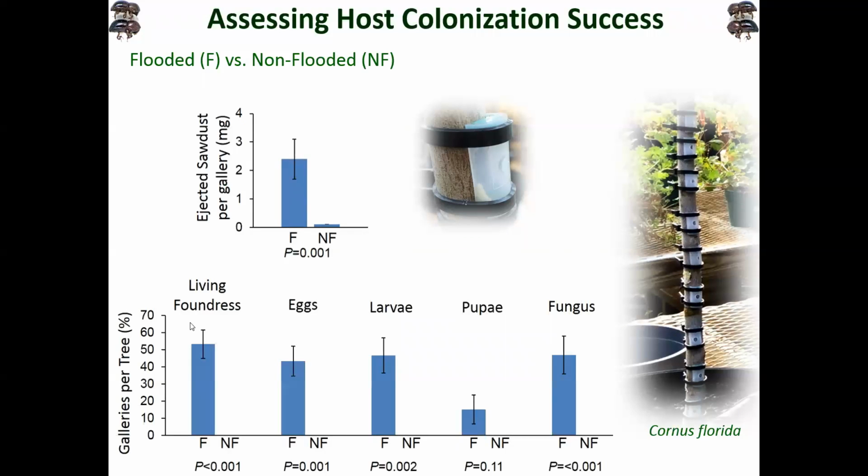We also found that there were significantly more living foundresses, eggs, larvae, pupae, and also the presence of the fungal symbiont in galleries that were created in the flooded trees, whereas we had no living foundresses, no eggs, no larvae, no pupae, and no fungal symbiont associated with the beetles that were caged with no choice to the non-flooded trees. So in other words, they're very poor colonizers of healthy trees.